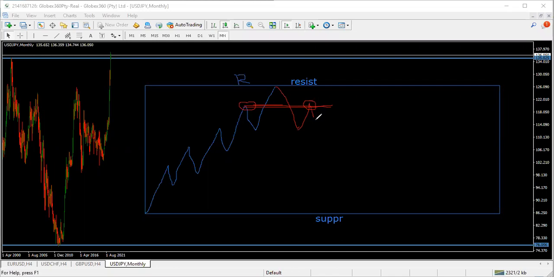Then the price will go down. Look at this now. What do we have here? We have our new support. The price will turn here now. Look at this. You see?